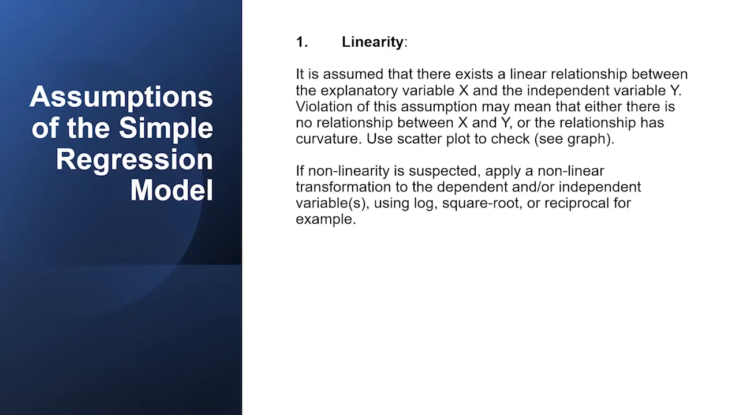So the first assumption in the example that we are using is linearity. What does that mean? We assume that there is a linear relationship between the explanatory variable X and the independent variable Y. So you saw the graph, you saw the numbers, that is our assumption. If this assumption is violated, then it could mean that there is no relationship between X and Y, or that the relationship has curvature.